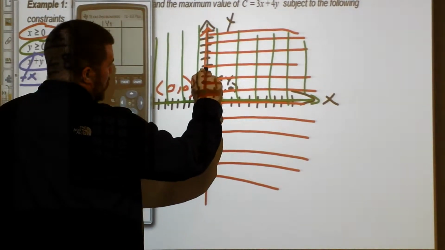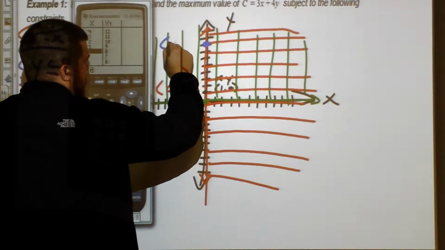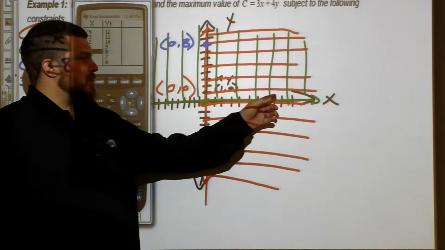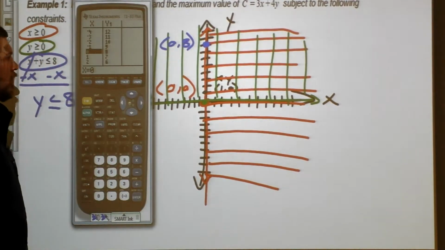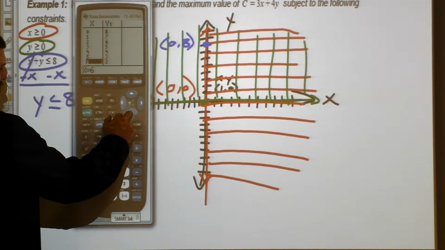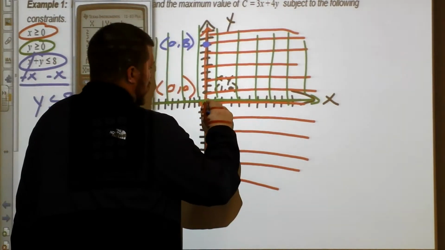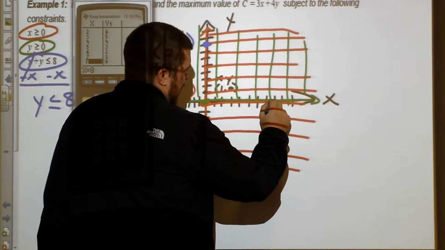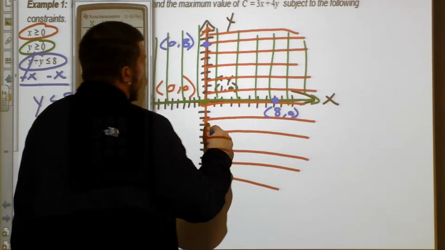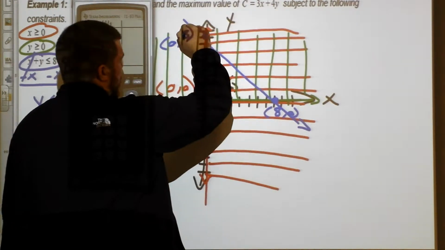1, 2, 3, 4, 5, 6, 7, 8. So this point right here, that's (0, 8). All right, and I want to find where it touches the x-axis. So when y is 0, it's when it's going to touch the x-axis. So at 8, 0 (1, 2, 3, 4, 5, 6, 7, 8) is where it touches the x-axis. That's at (8, 0). And my boundary line is solid, and it looks something like that.